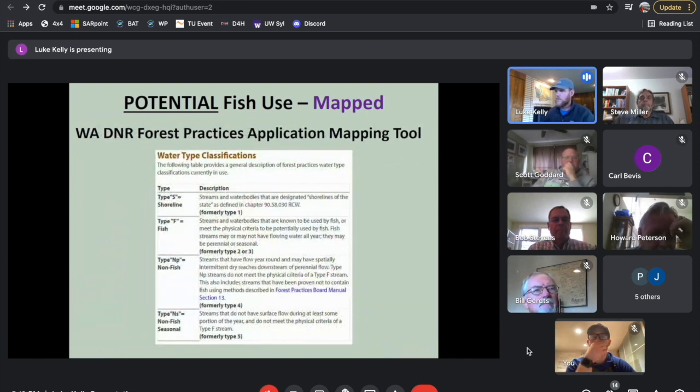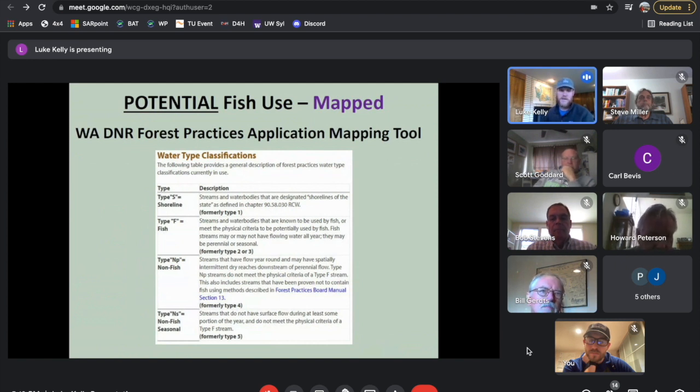And before we look at an example of that, I put a definition of what these stream types are. So the map you'll see on the next screen is going to show colored lines, and it's going to have letters on them, F, S, NP, or NS. We're looking for F and S. S is a shoreline of the state. So generally those are larger streams, navigable streams.